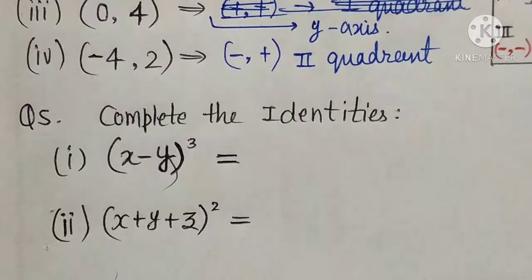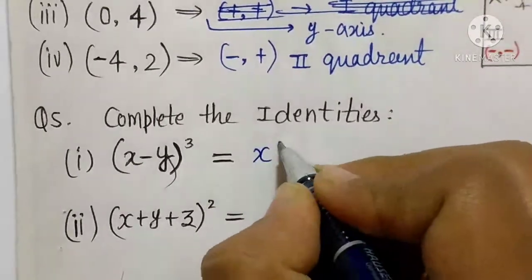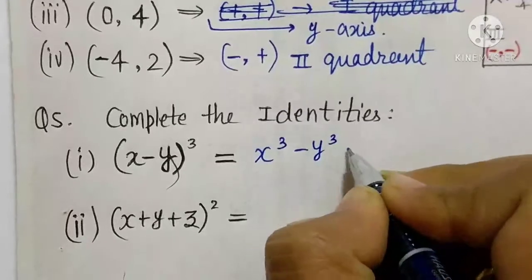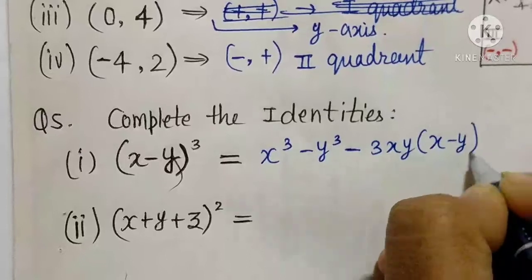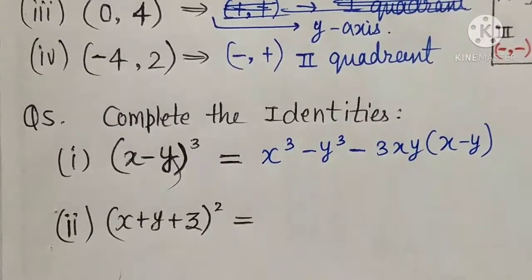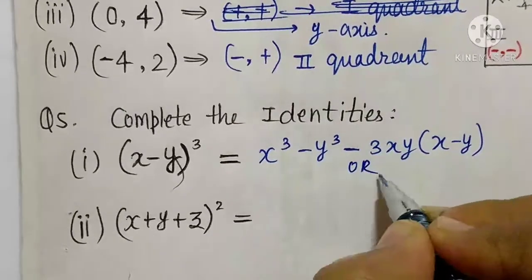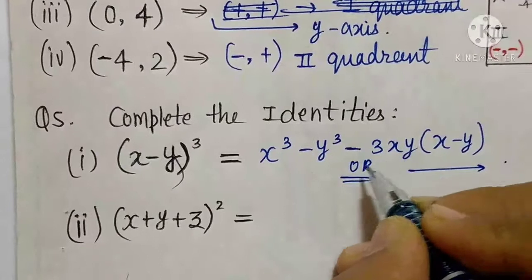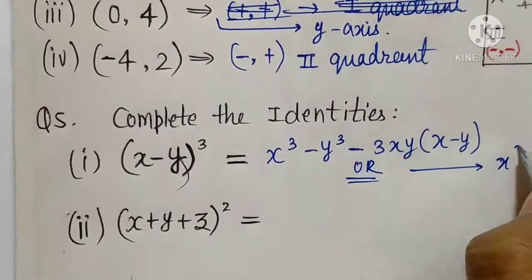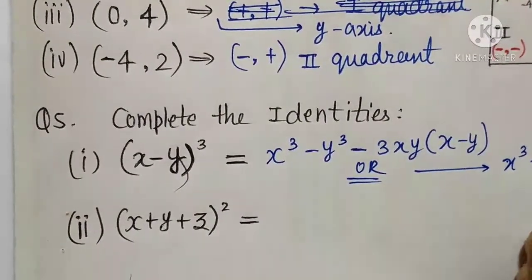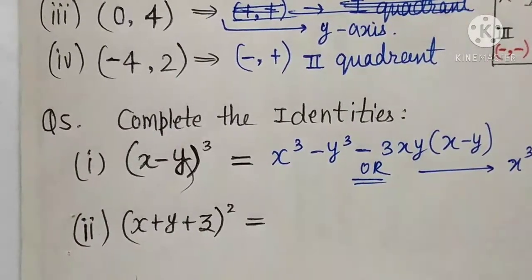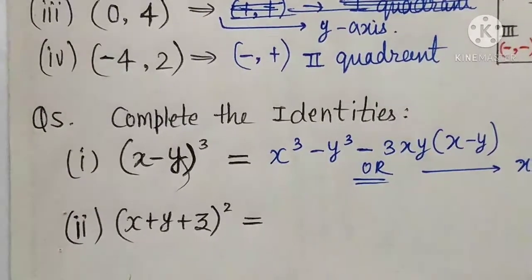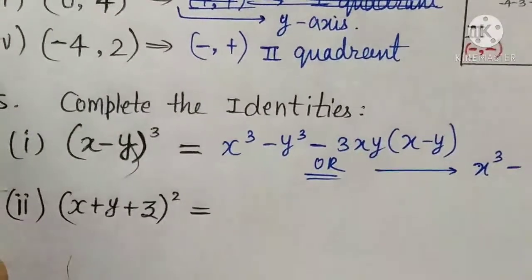So actually the x minus y whole cube is x cube minus y cube minus 3xy, then bracket on x minus y. X cube minus y cube minus 3xy, then bracket on x minus y. There is one more way in which you can write this identity. What is that? You can write the same identity in this way also. X cube minus 3x square y plus 3xy square minus y cube. Okay, just pay attention here.